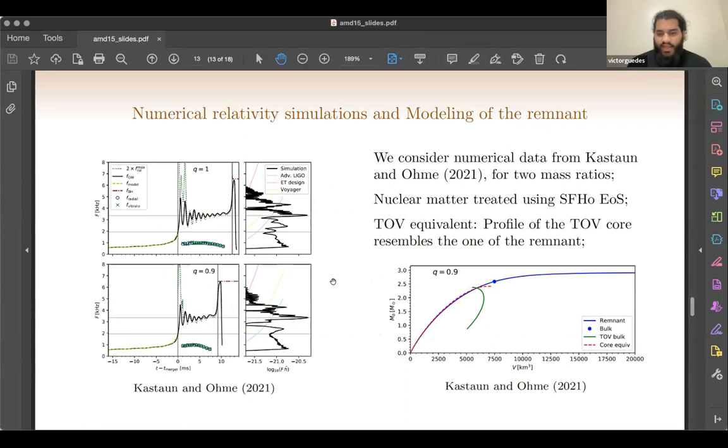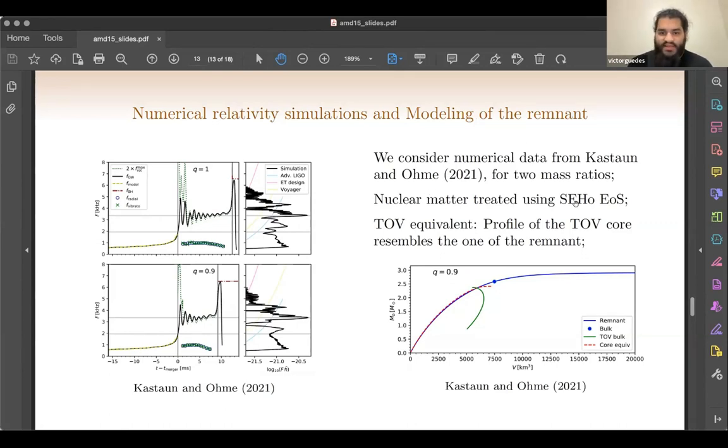In order to see what happens with universal relations for hypermassive neutron stars, we are choosing to focus on this case in this second part of the work. We are using numerical relativity simulations, and here on the left, I'm showing a picture of the paper that I'm considering. We are considering two mass ratios, 0.9 and 1, and a particular equation of state. Here we can see the time evolution of the gravitational wave signal, and in particular, the quasi-periodic oscillations of the hypermassive neutron stars, which can be described by the F mode of these stars.